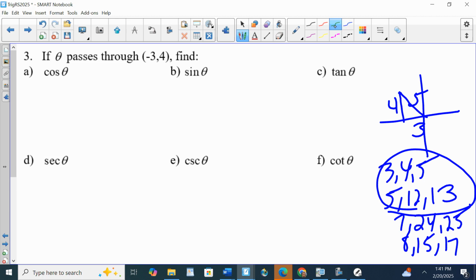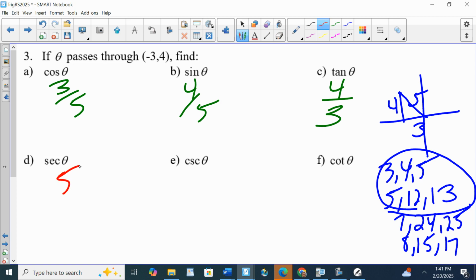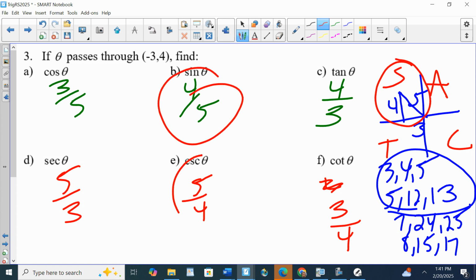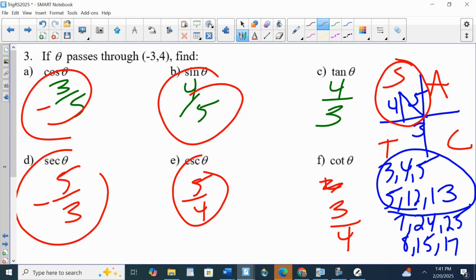Now that I have that, cosine is adjacent over hypotenuse. 3 over 5, sine is opposite over hypotenuse. 4 over 5, tangent's opposite over adjacent. 4 over 3. The reciprocals of those, secant's the reciprocal of cosine, cosecant's the reciprocal of sine, and cotan is the reciprocal of tan. And now you got 4 of them wrong because you need to check the quadrants. All students take calculus. In this quadrant, sine is positive, so these are good, and everything else is negative.